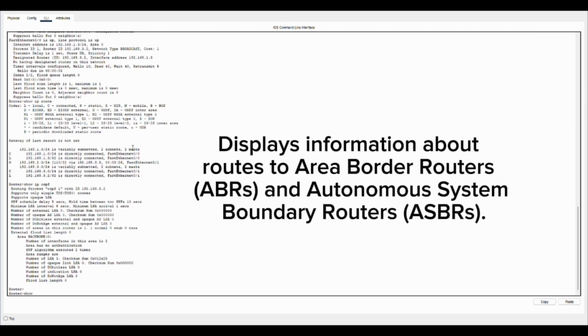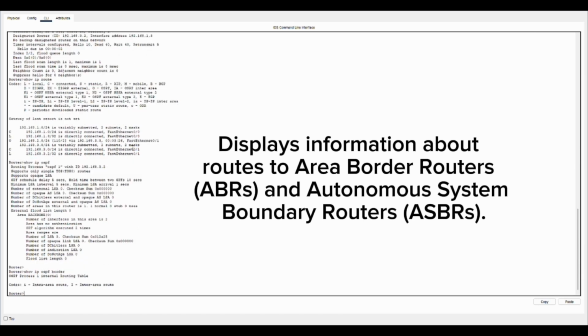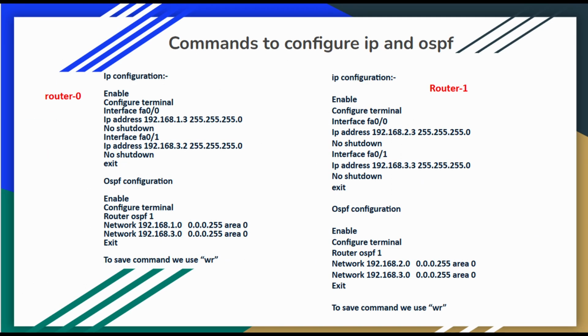Our last command is show IP OSPF border-routers. It displays information about routes to area border routers and autonomous system boundary routers. These are the commands I have used to configure IP and OSPF in my router 0 and router 1. You can write it in your notebook or take a screenshot.